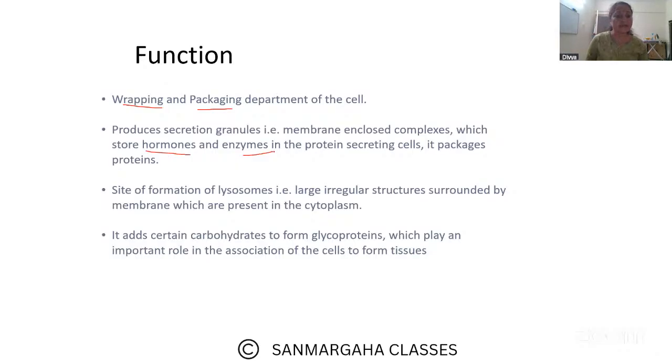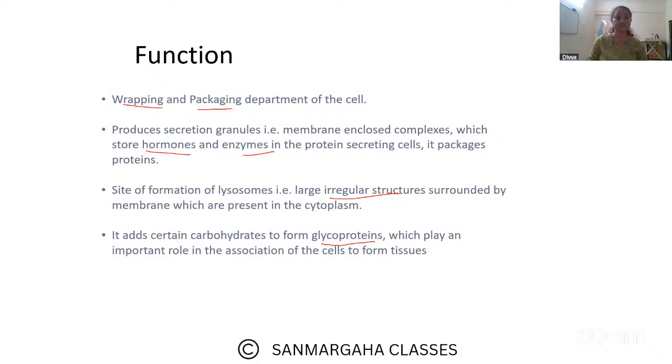It is the site of formation of lysosomes. These are irregular structures surrounded by a lipid membrane, and also present in the cytoplasm. It also adds certain carbohydrates to form glycoproteins. These play a major role in association of cells to form tissues.